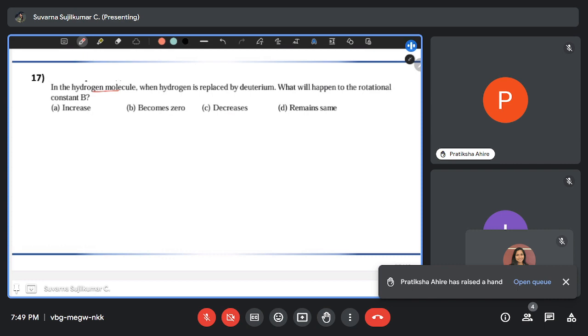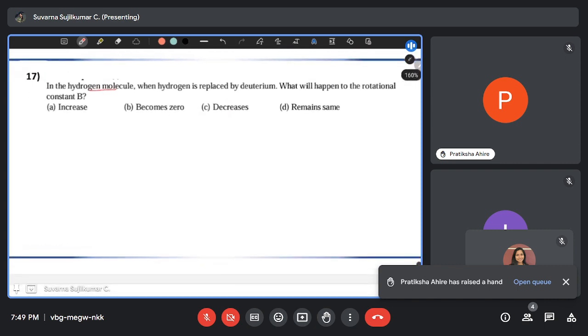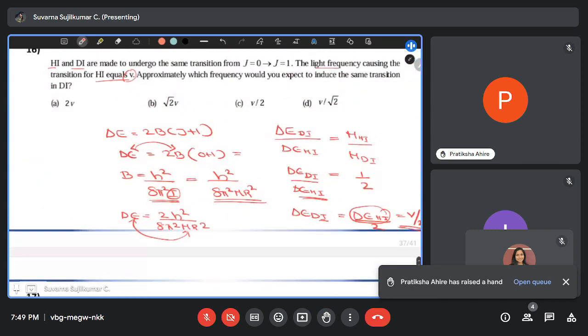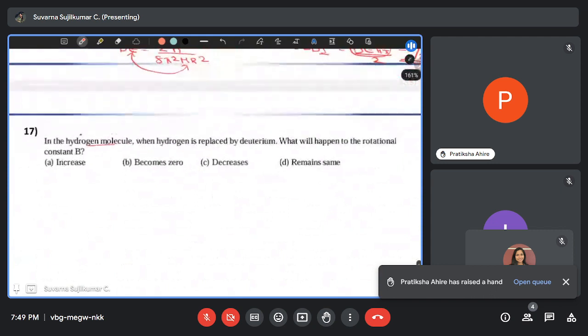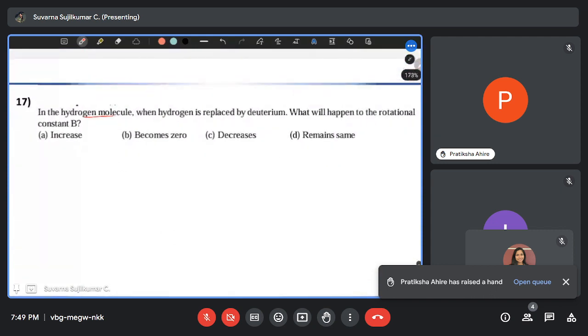Any idea? Here we see a relation, no? The relationship between the rotational constant and moment of inertia. Can we put that here and think? Here also, what we are actually changing is the molecular mass, and the hydrogen is replaced by deuterium. Essentially, the molecular mass is the one changing. What will happen to the rotational constant B?